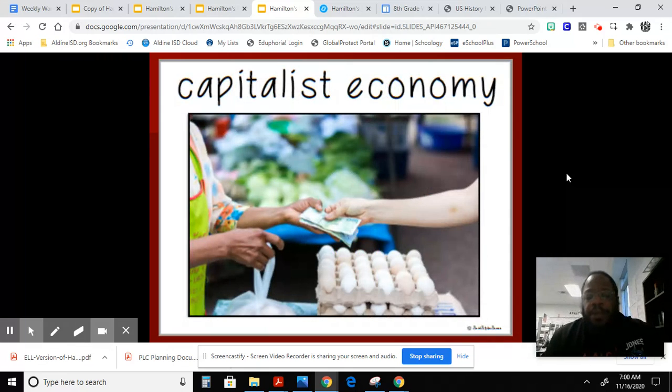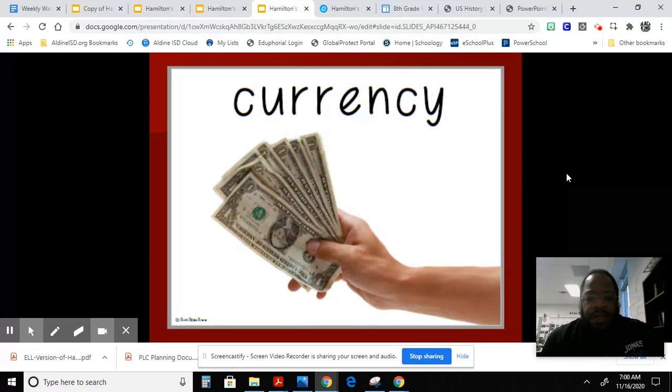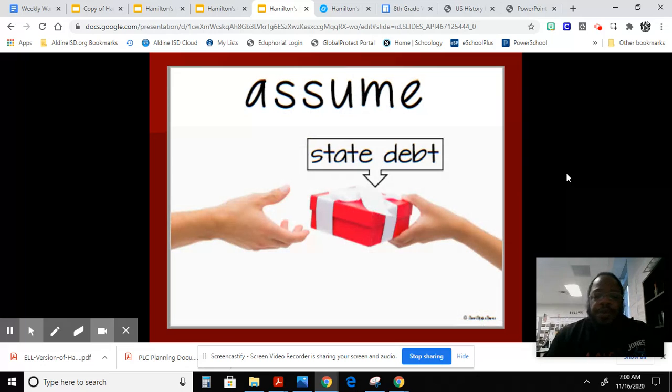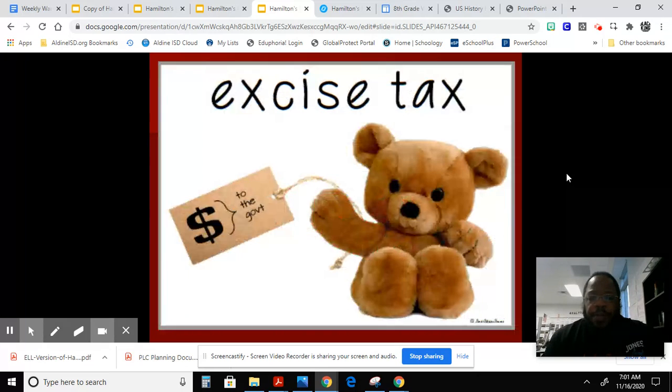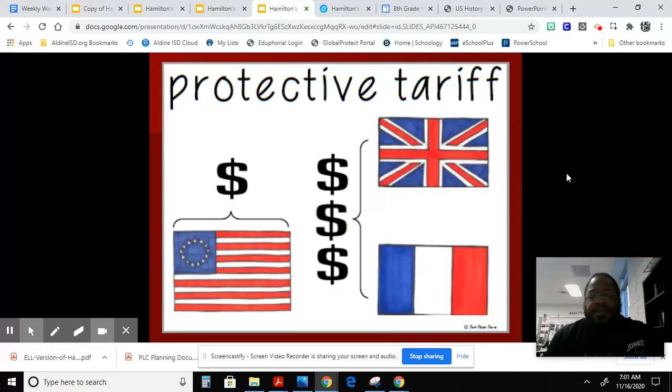Some of the vocabulary you will be looking at in this lesson today: capitalist economy, currency, assume, excise tax, protective tariff.